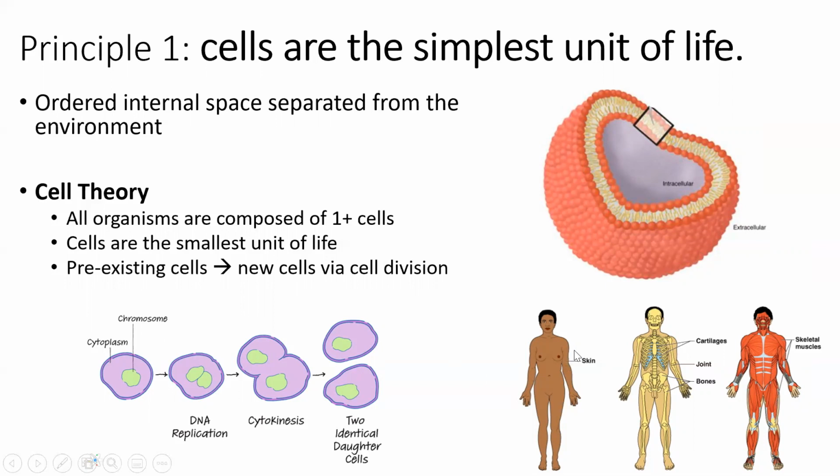So you can see here the skin, in the integumentary system right here. We have the skeletal system, which has the bones and the joints and the cartilage, and then the musculoskeletal system that we're going to be talking about in other classes.